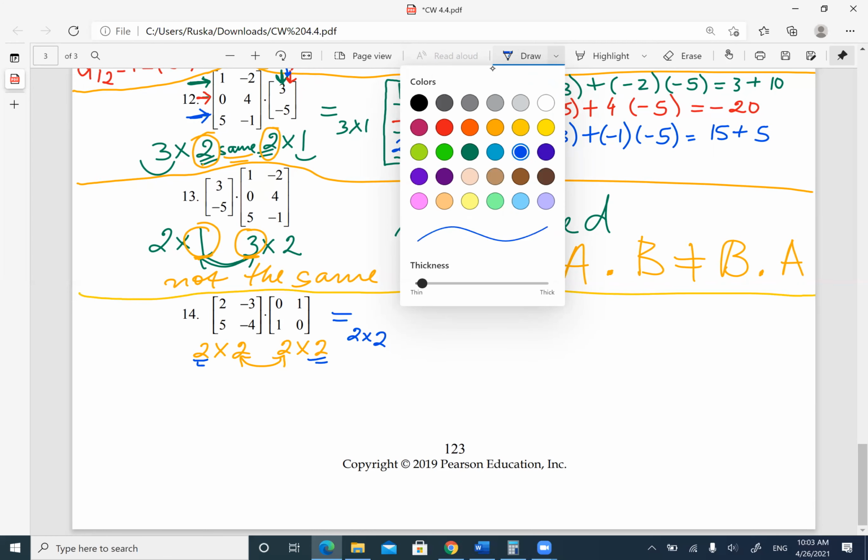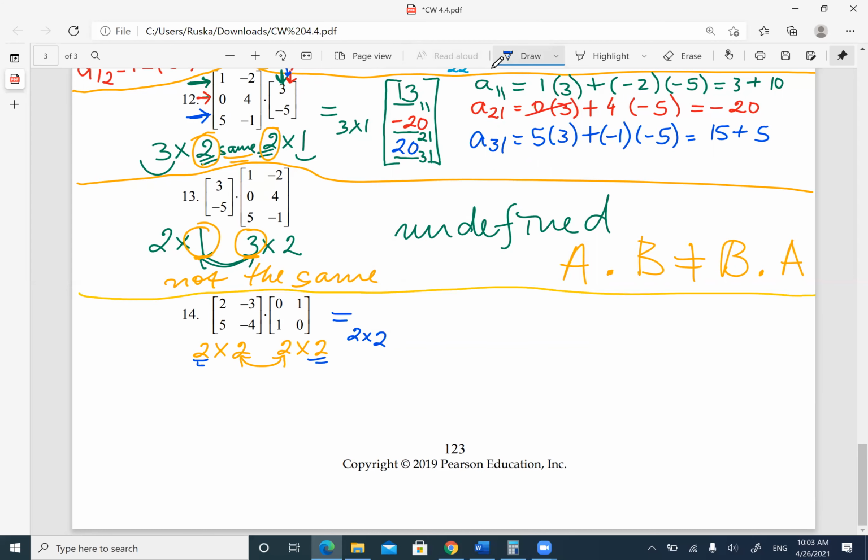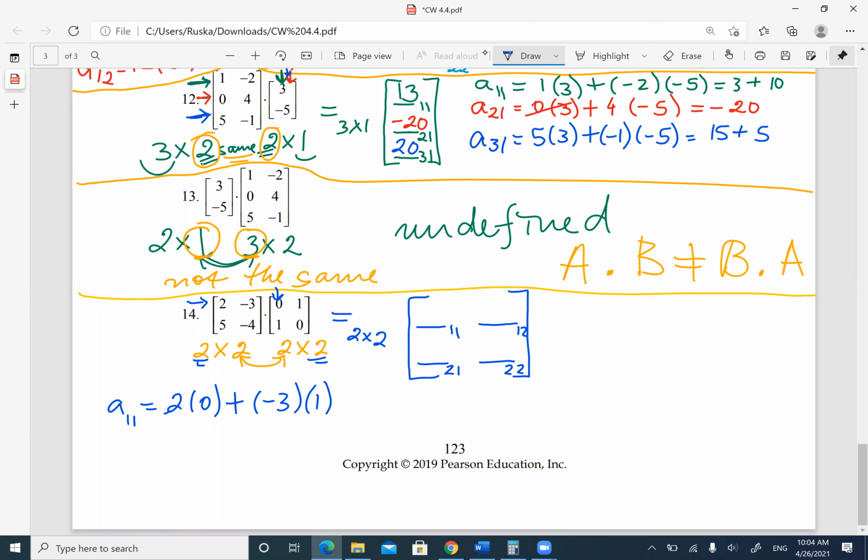So we're going to multiply 2 by 2, and the answer is going to look like 4 numbers, right? 2 by 2 also. So it's going to have one number here, and 2 more down here. And the elements are 1, 1, 1, 2, 2, 1, and 2, 2. So let's write it. I'm going to do the first one. So you're going to have A1, 1. So we multiply first row and first column. So it's going to be 2 times 0 plus negative 3 times 1. So this is 0 and this is negative 3, right?